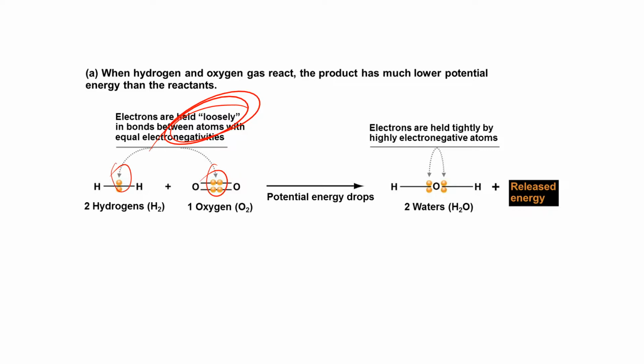But when these atoms get rearranged into molecules of water, there's a decrease in the amount of potential energy. There's energy that's lost, because you're breaking and forming new bonds, and energy is released. These electrons that are associated with the oxygen atom are held much more tightly to the oxygen atom than the hydrogens, because oxygen is more electronegative. So there's a lower amount of potential energy there.